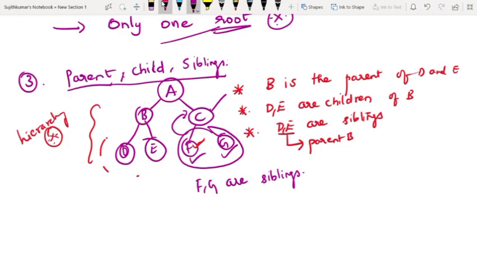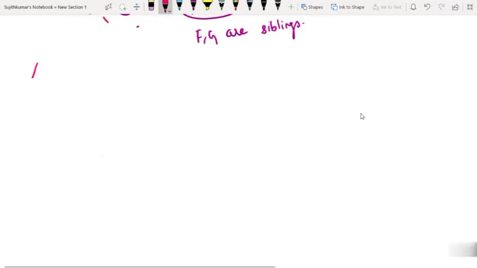Again, you can also say that A is the parent of B and C, right? You can also say that. And B and C are children of A, and B and C are siblings, definitely, right? So that's how a tree works: parent, child, and siblings, right? And the fourth terminology where I wish to explain is leaf.